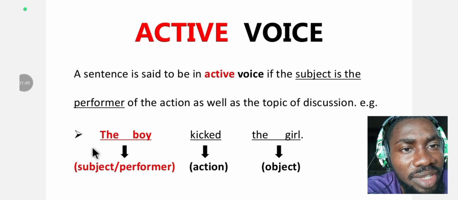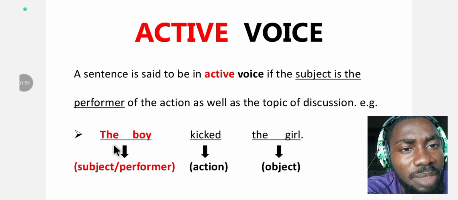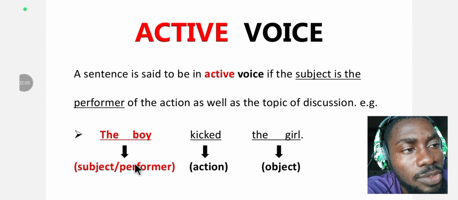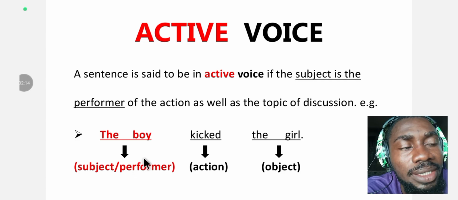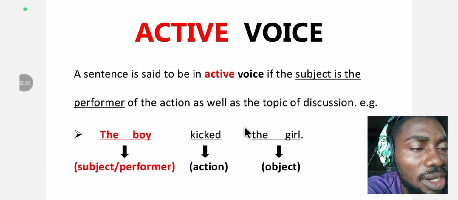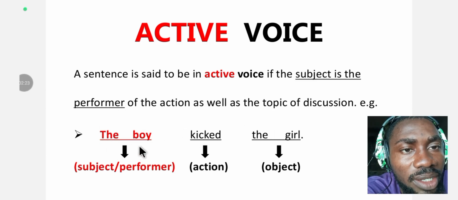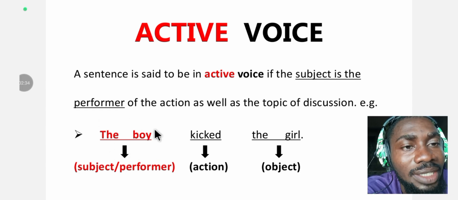Let's look at the example we have here. The boy kicked the girl. Looking at the sentence, we have the performer, which is the subject. The boy is the performer, which is the subject. Remember, a sentence is said to be in an active voice when the performer of the sentence, which is the subject, is the main discussion of the sentence. So this sentence is talking about this boy, what this boy did to the girl. The topic of discussion is the boy, making it the performer. So the subject is the performer. That makes it an active sentence, or a sentence in an active voice.